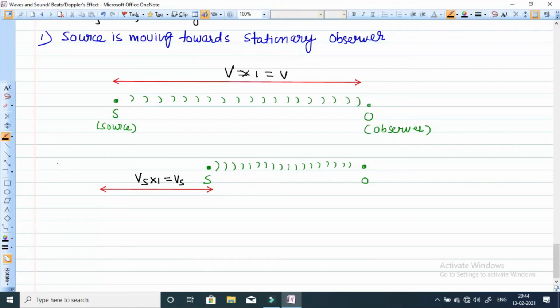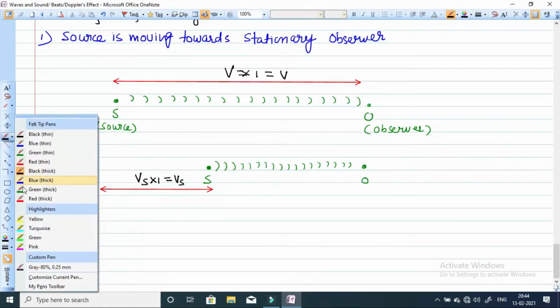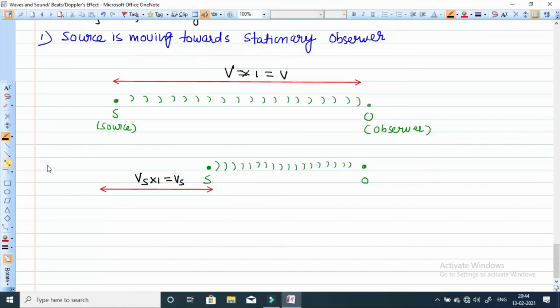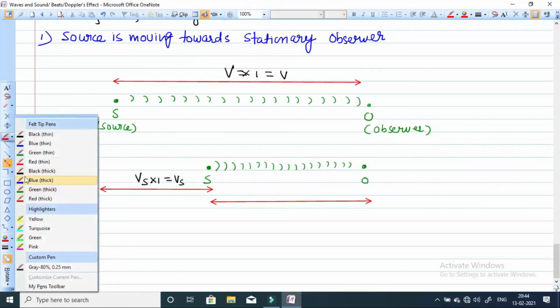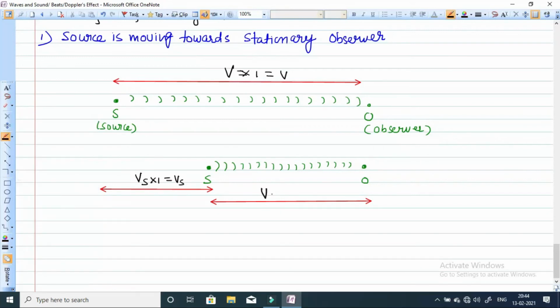So now the waves will be occupied in this space, this distance only, after 1 second. This will be the space occupied by these waves. You can see it here. This distance will now be V minus Vs. The initial distance between source and observer is V. Now this distance will become V minus Vs after 1 second.